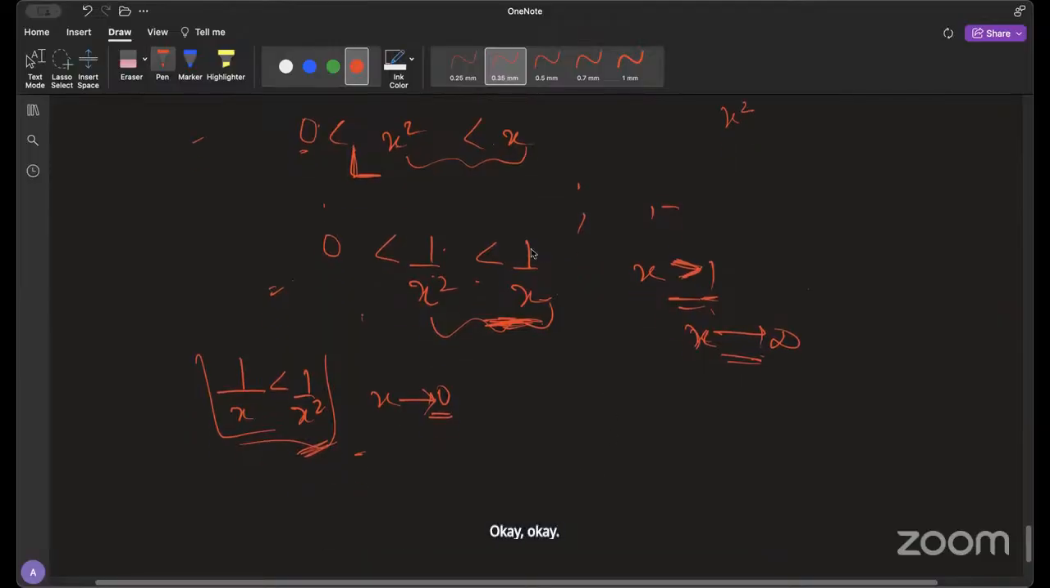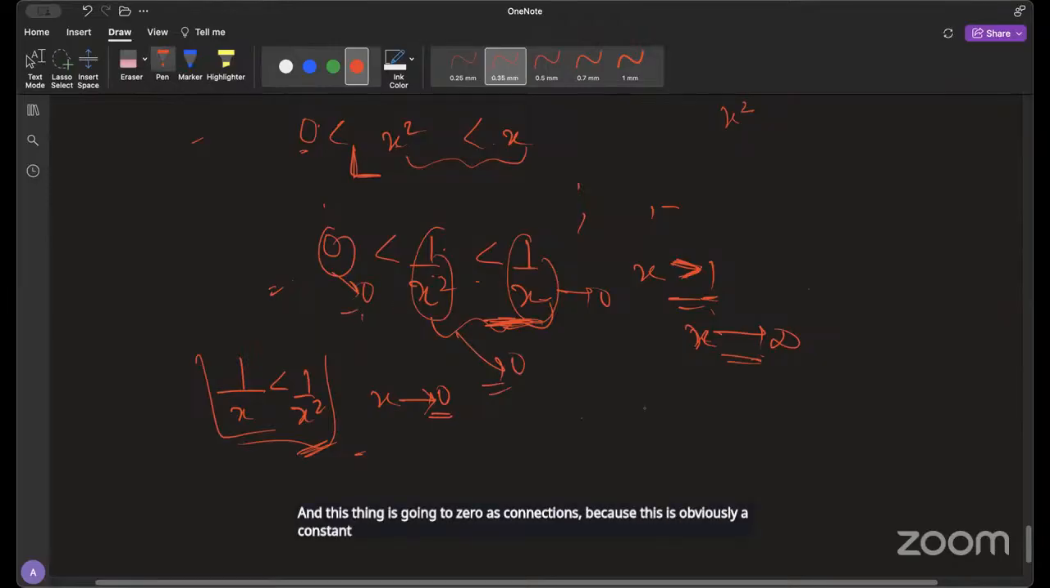Okay. So this thing is going to 0. And this thing is going to 0 as well, that means, because this is obviously a constant function going to 0.